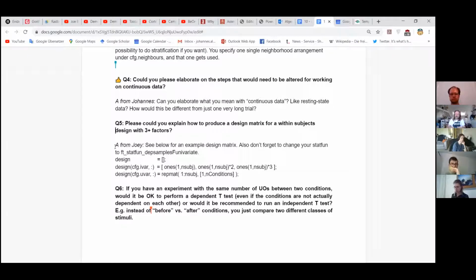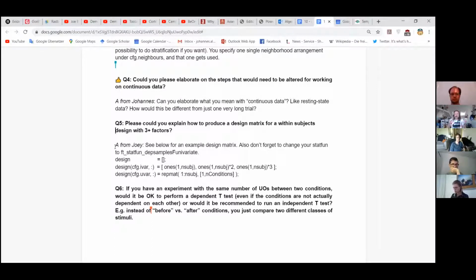So I think the important thing is that you would always do a comparison of different recordings versus a comparison within a recording. And the unit of observation would very often be the subjects and not the trial.